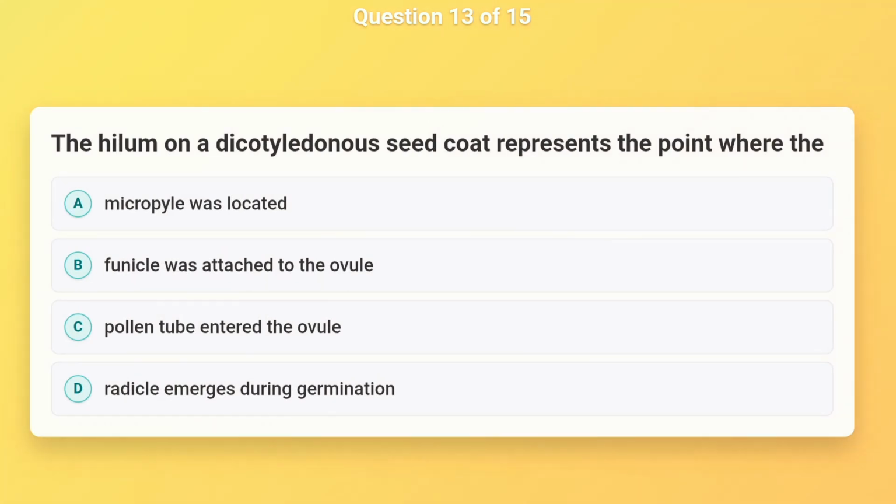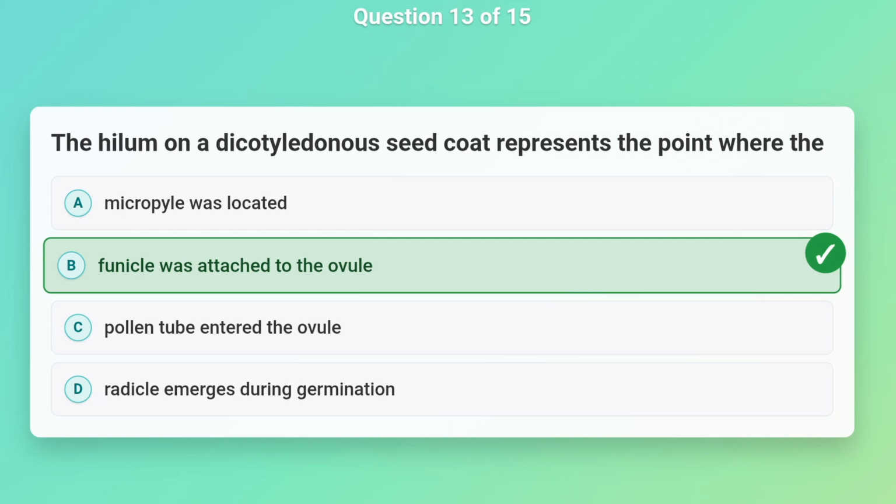The hilum on a dicotyledonous seed coat represents the point where the funicle was attached to the ovule.